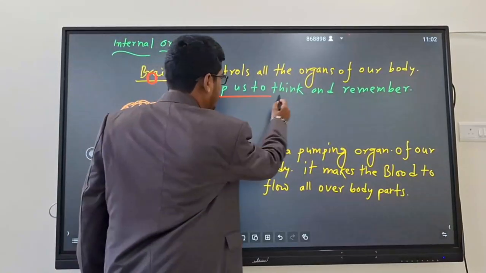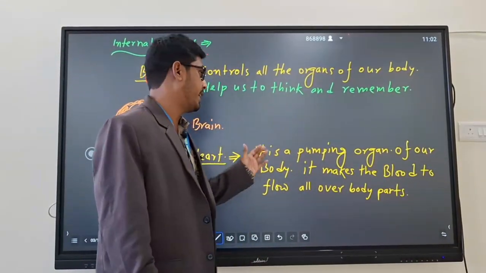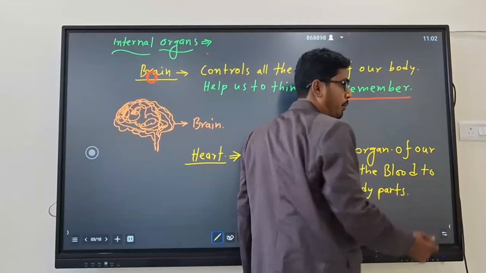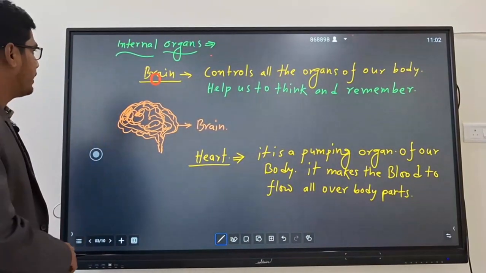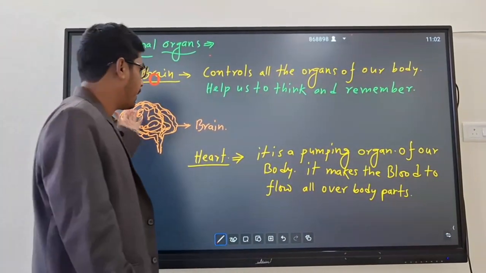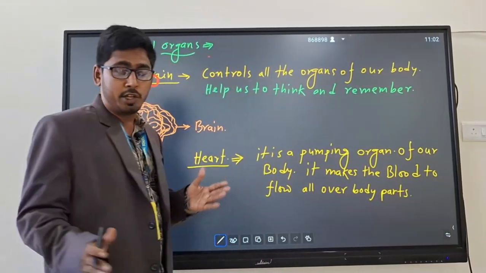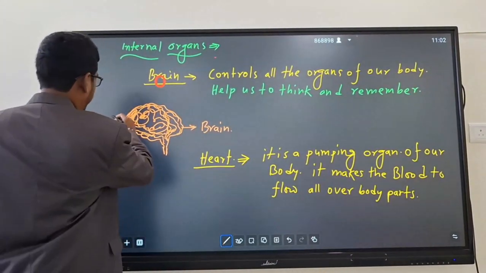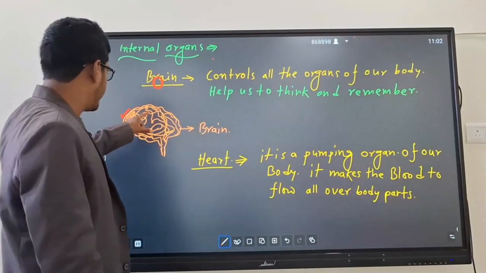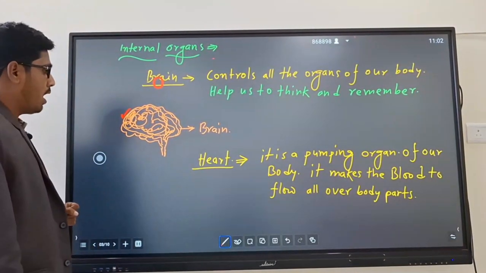Okay, it helps us to think. The brain helps us to think and remember things. Whatever we read, whatever we write, is remembered through our brain. If your brain is sharp, then whatever you read at home will be remembered for a long time. Okay, this is the picture of the brain. Now move to the heart.